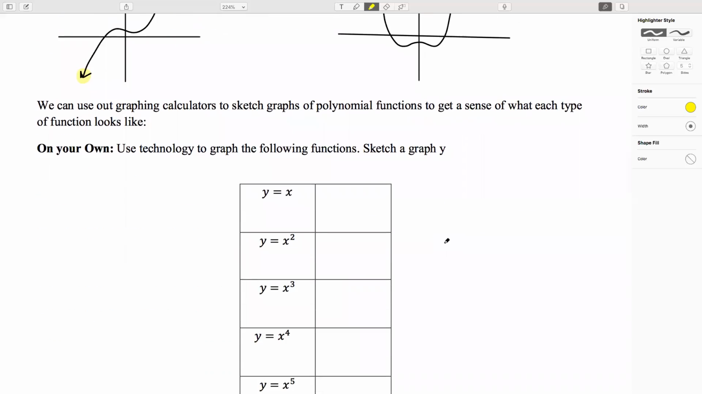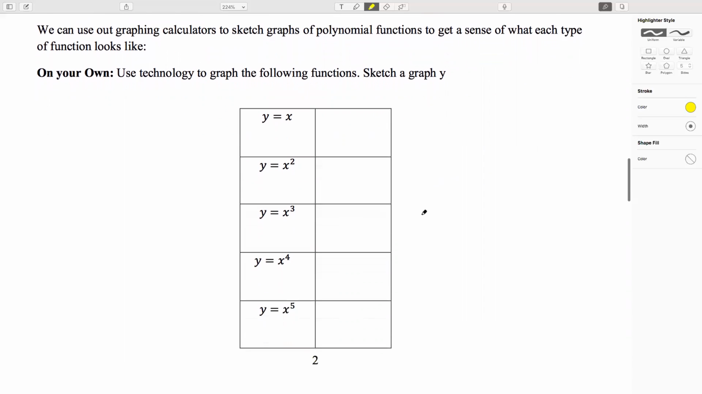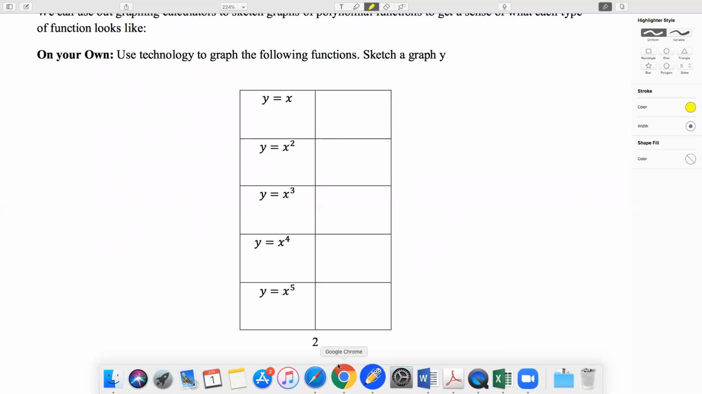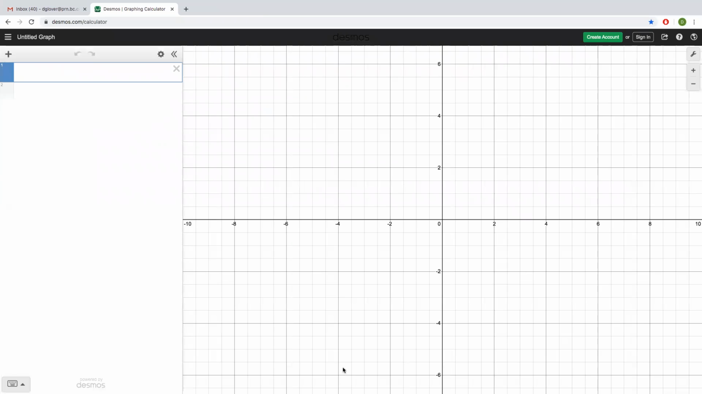We can use our graphing calculators to sketch the graphs of polynomial functions to get a sense of what each type of function should look like. So we're going to use technology to graph the following functions: x squared, x cubed, x to the 4, and x to the 5. So let's go into Desmos, let's graph these, and then we can draw a quick little sketch of what they look like. So switch over to Desmos.